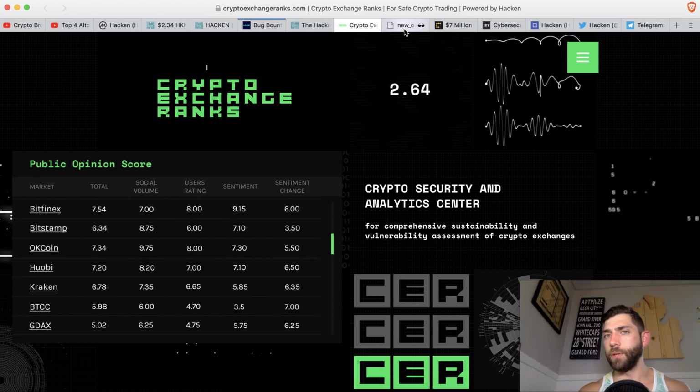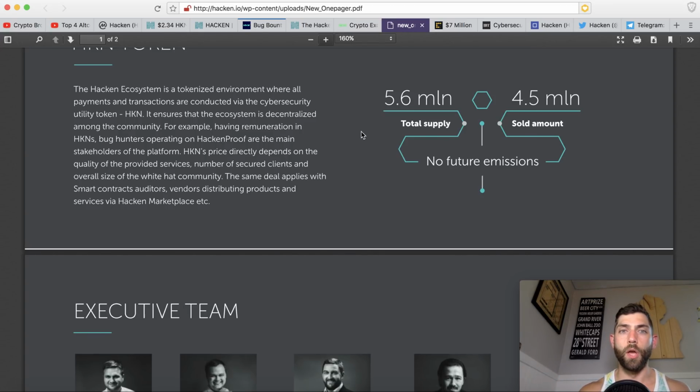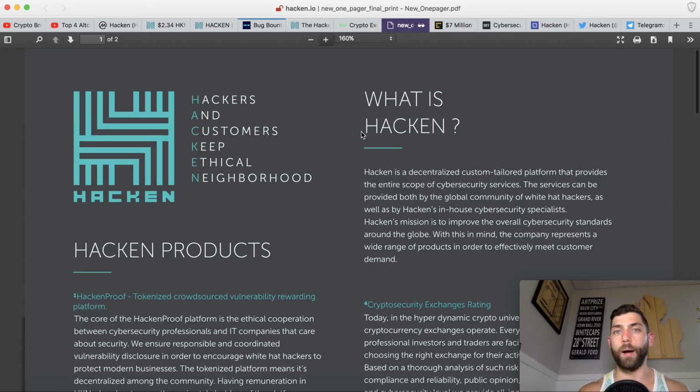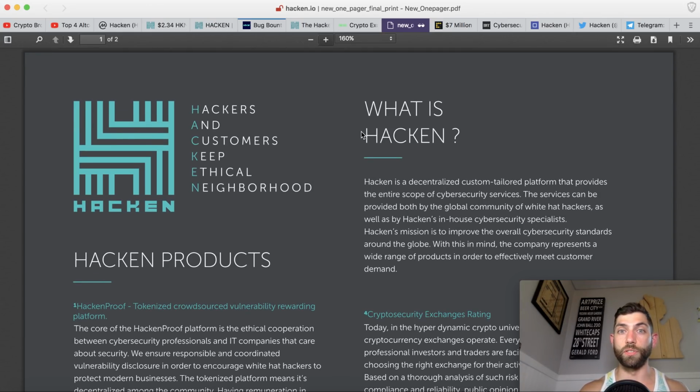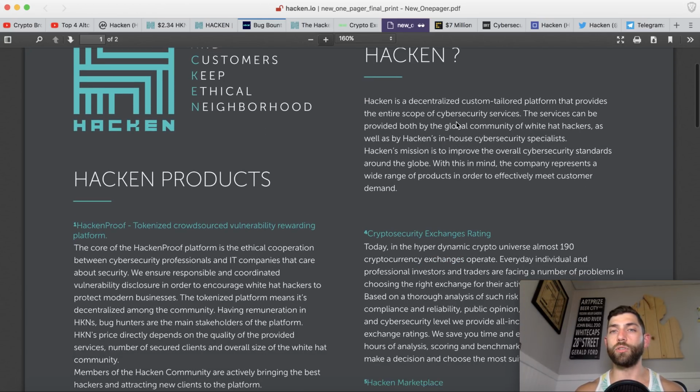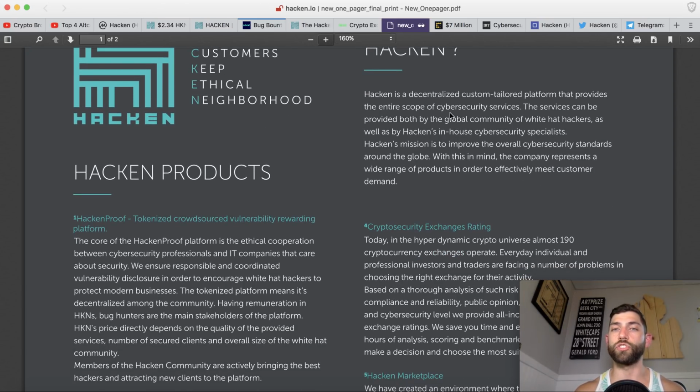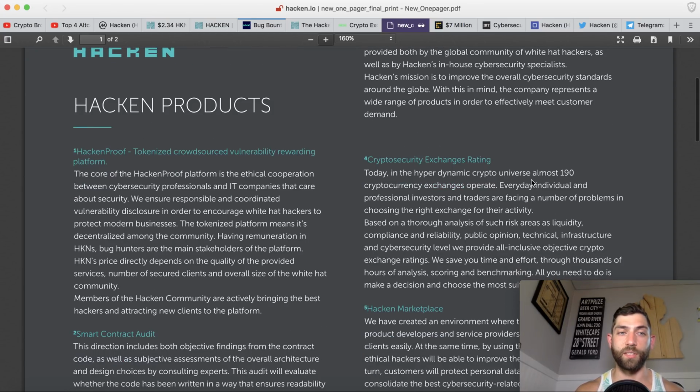Moving along here, I wanted to share their one pager just because it breaks down all of their services, their products, their goals and stuff. It says what Hacken is. Hacken is a decentralized, custom tailored platform that provides the entire scope of cybersecurity services. The services can be provided both by the global community of white hat hackers as well as Hacken's in-house cybersecurity specialists. Hacken's mission is to improve the overall cybersecurity standards around the globe. With this in mind, the community represents a wide range of products in order to effectively meet the customer's demand. And then it goes through some of the things that we had talked about.